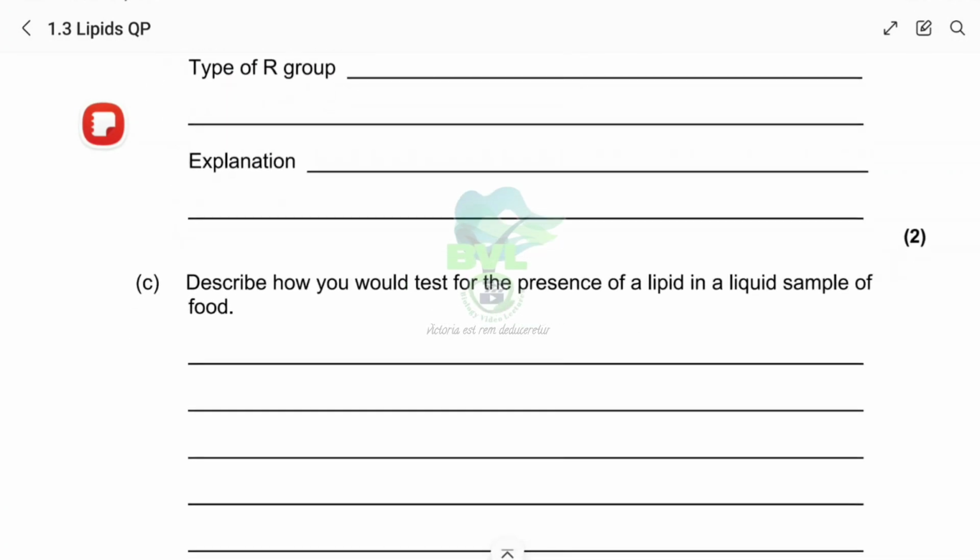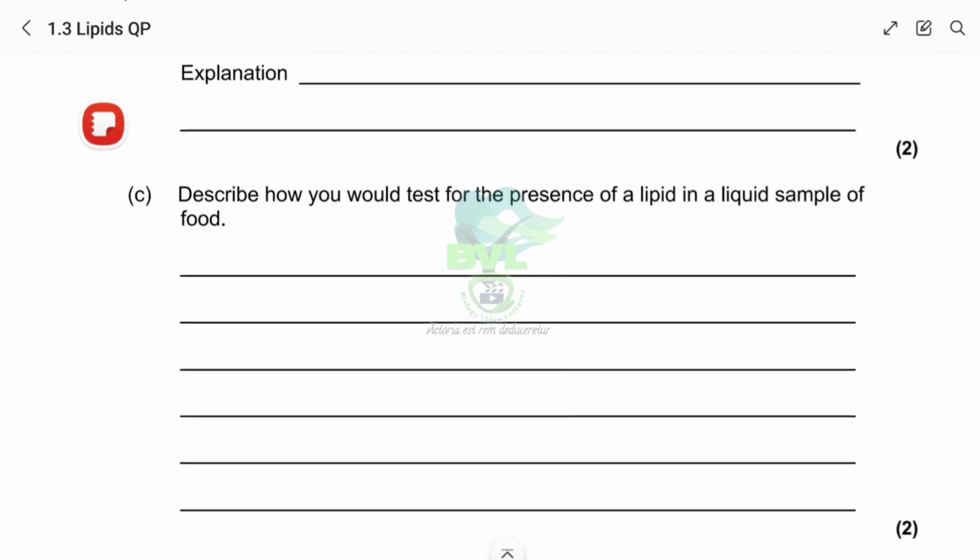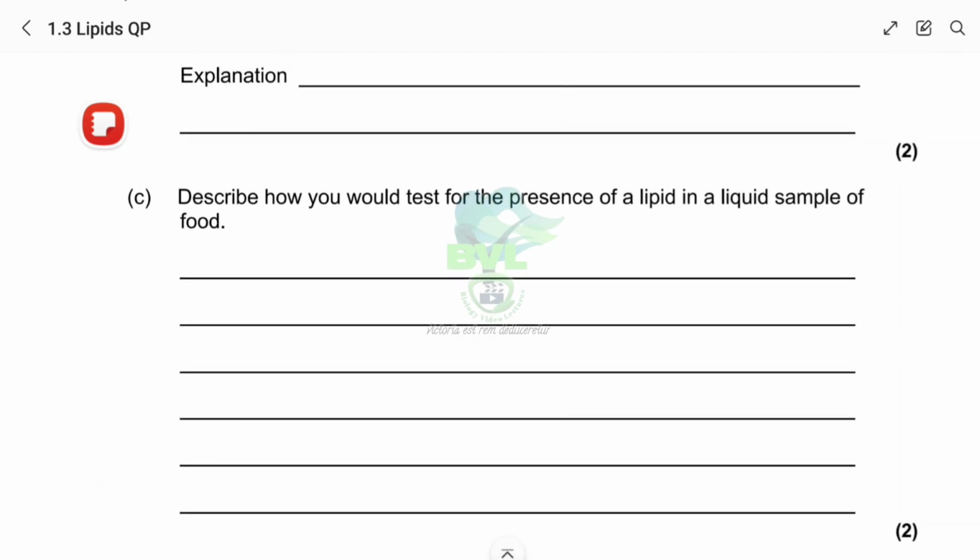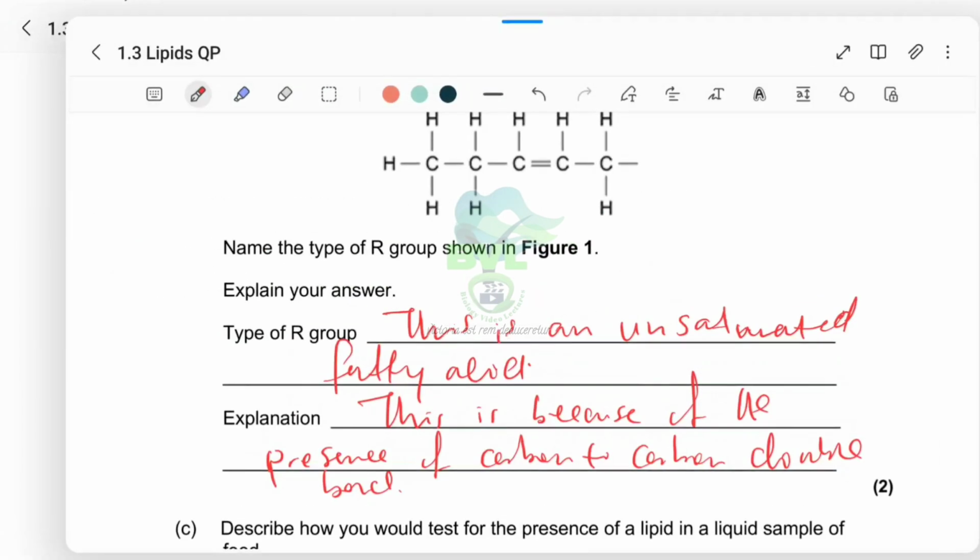The next question says, describe how you will test for the presence of a lipid in a liquid food sample. So the food is already liquid, and how do you test for it? How many marks? Two marks. So think about this real quick.